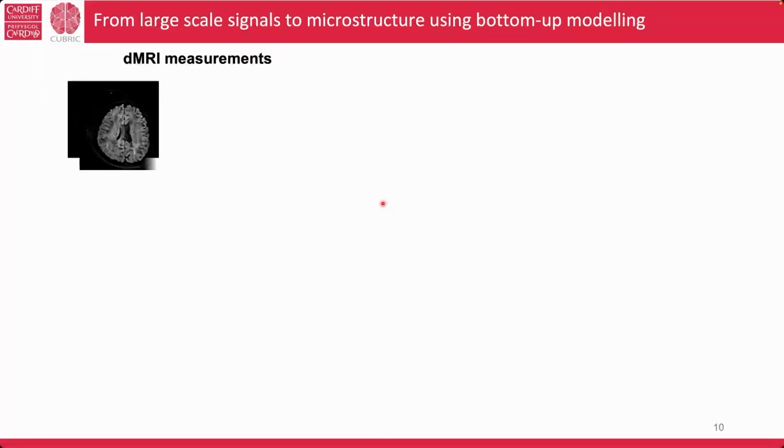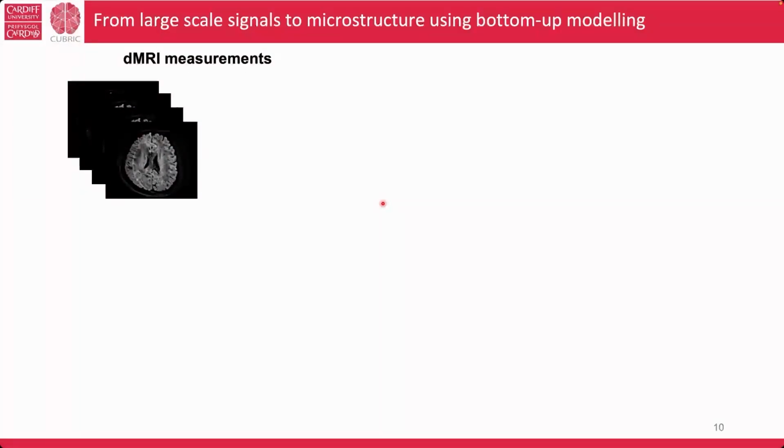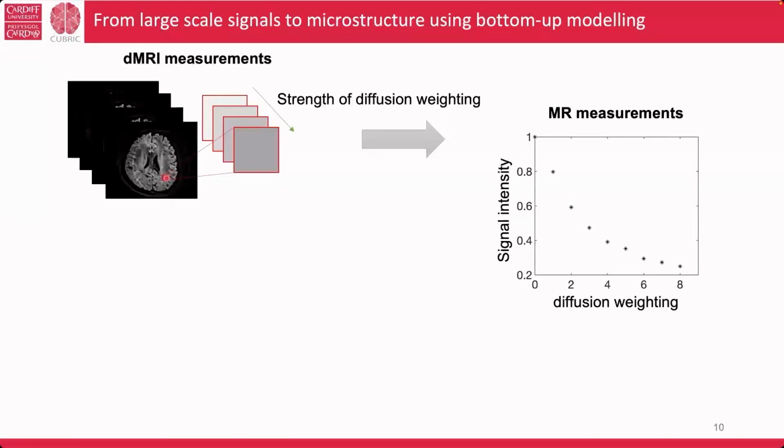And so usually you acquire the data. So here we are changing the gradient direction and the gradient strength. And so we are tuning our acquisition to be sensitive to the diffusion propagator. We normalize the signal in each voxel so that then, looking voxel by voxel, we can have a signal decay as a function of, for example, the diffusion weighting. And now it's this signal decay that we are probing that we want to link to the microstructure.